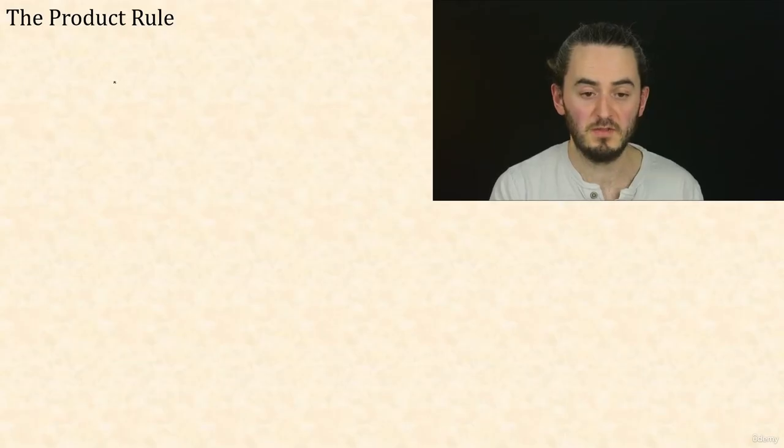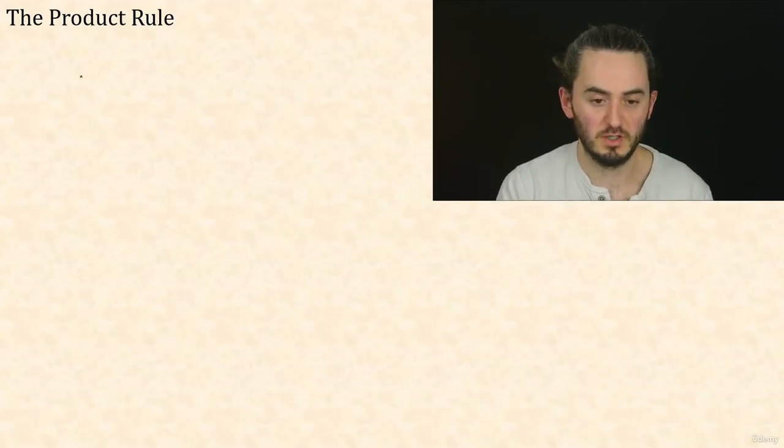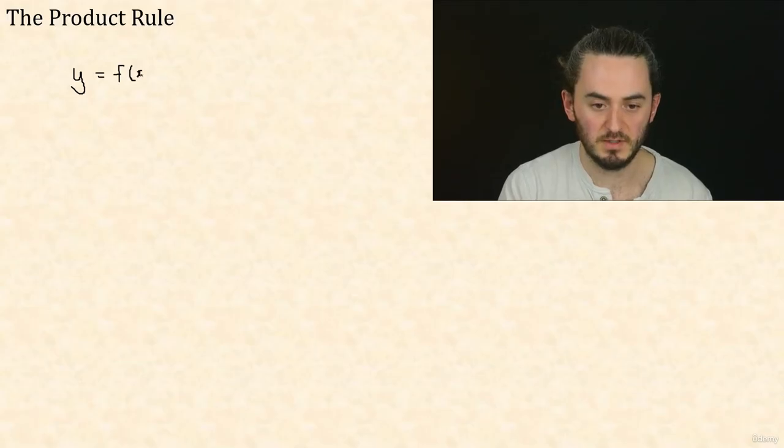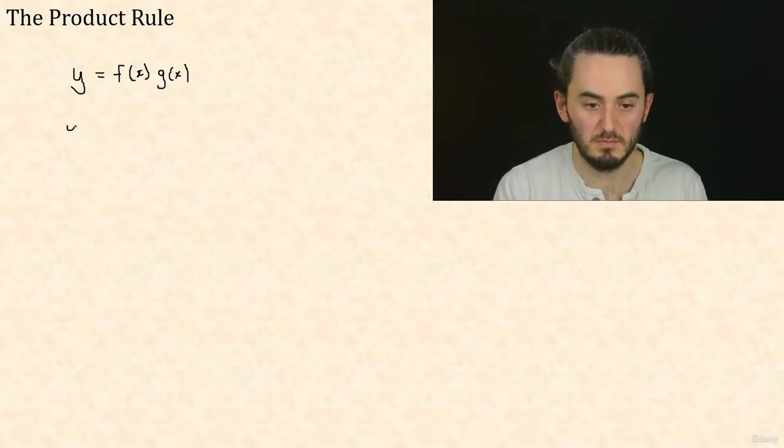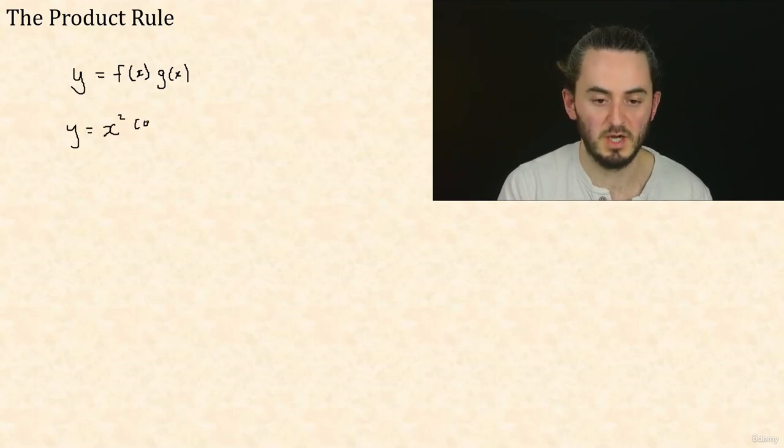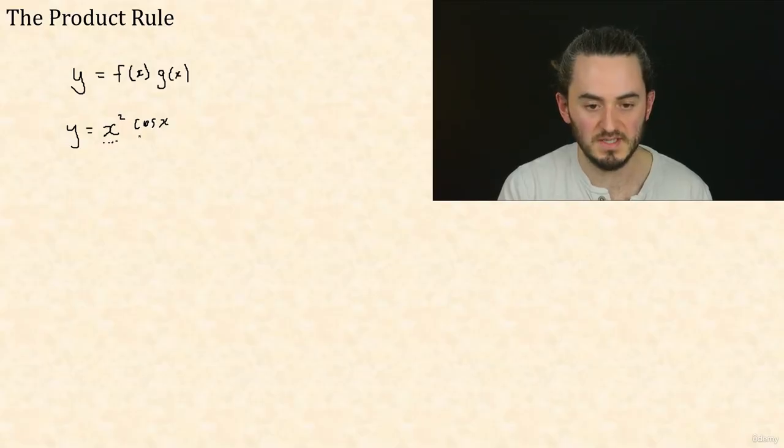All right, so let's begin by thinking about what we mean by the product of two functions. What we mean is when y is some function f of x multiplied by some other function g of x. For example, y equals x squared multiplied by cos x would be an example where we've got f of x here and g of x here.